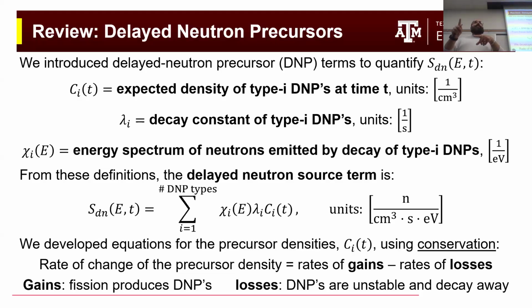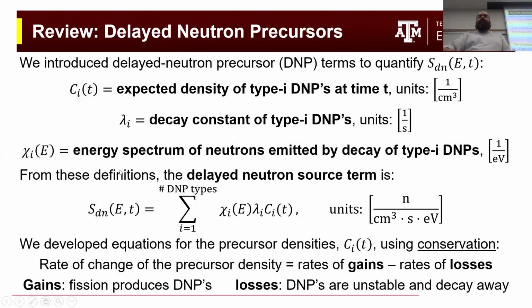That source term was the thing that we were trying to come up with an equation for. So we introduced some definitions. We introduced the precursor concentration. This would be the density of our type I delayed neutron precursors at some time t, so it's a density that has density units. We introduced the decay constant for those type I delayed neutron precursors. This is a probability per unit time that that delayed neutron precursor will decay. And when that precursor decays, that's where the delayed neutrons come from.